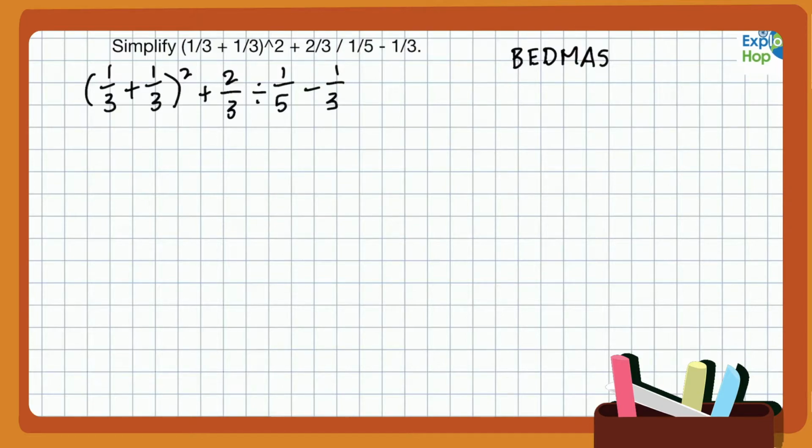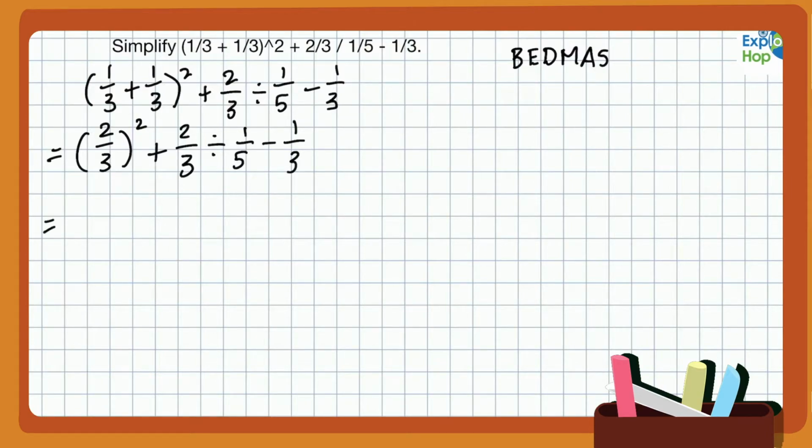So the first on the list is the brackets, and we do have brackets in our expression, so let's go ahead and simplify that. 1/3 plus 1/3 is equivalent to 2/3. So it's (2/3)² plus 2/3 divided by 1/5 minus 1/3. The next on our list is the exponents.